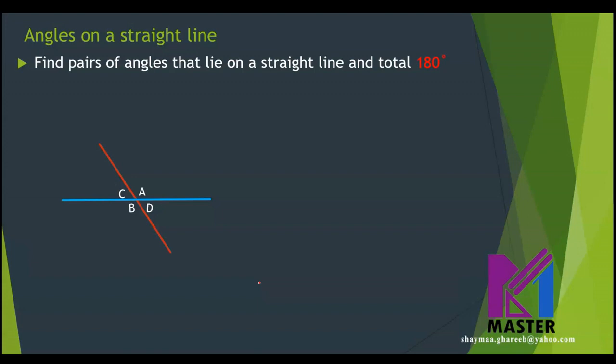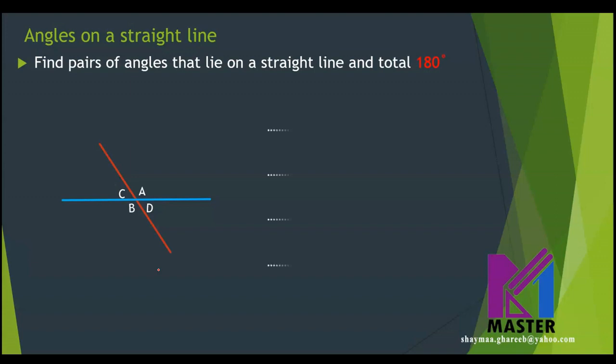Now, let's see different types of questions. Find the pairs of angles that lie on a straight line and total 180 degrees. I have here a diagram. It has two lines, a blue one and a red one, and together they form these angles, A, B, C and D. We need just to identify the angles that add up to 180 degrees, or angles on a straight line.